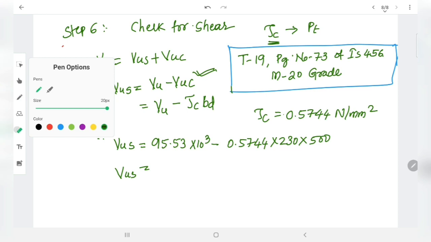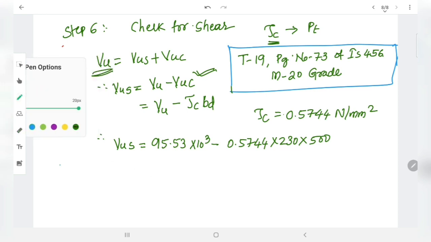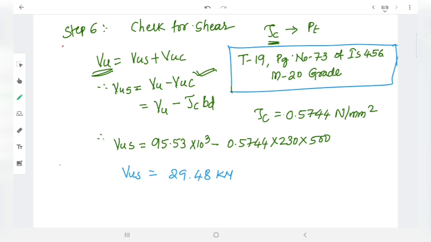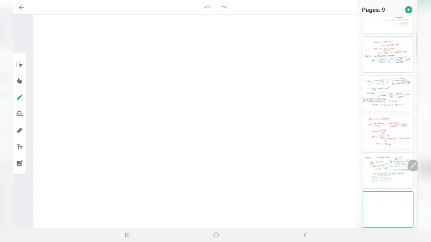Okay, here what I will do, I will be finding the value of VUS. When you calculate this, VUS will be equal to 29.48 kilonewton. This is the force which is acting on the steel. That means this much of the shear force needs to be resisted by the steel reinforcement or vertical stirrup. Next, I will be finding the vertical stirrups.